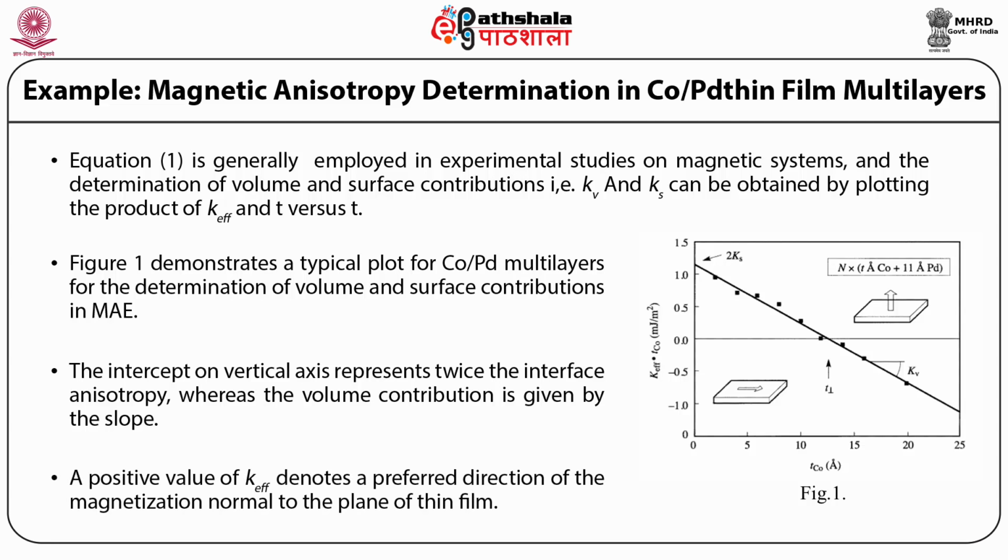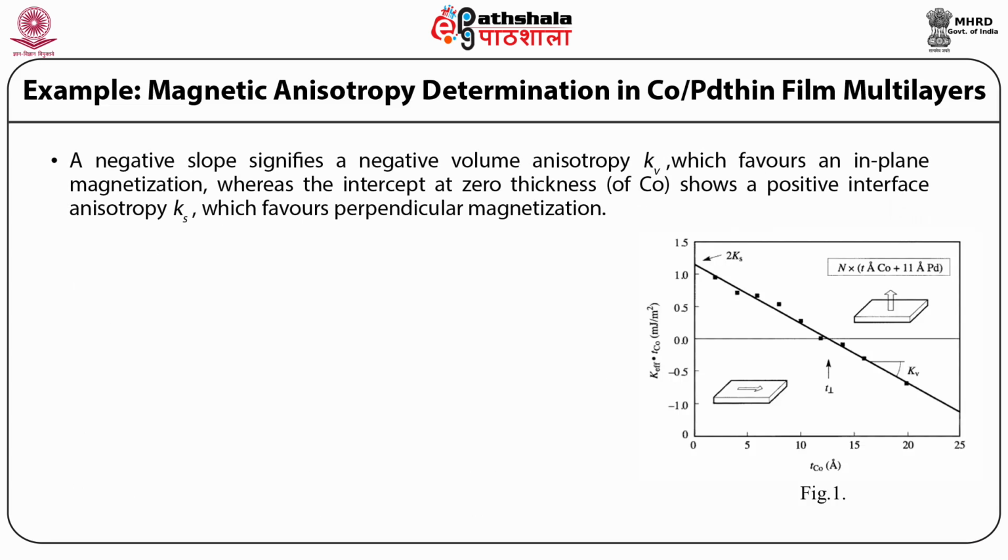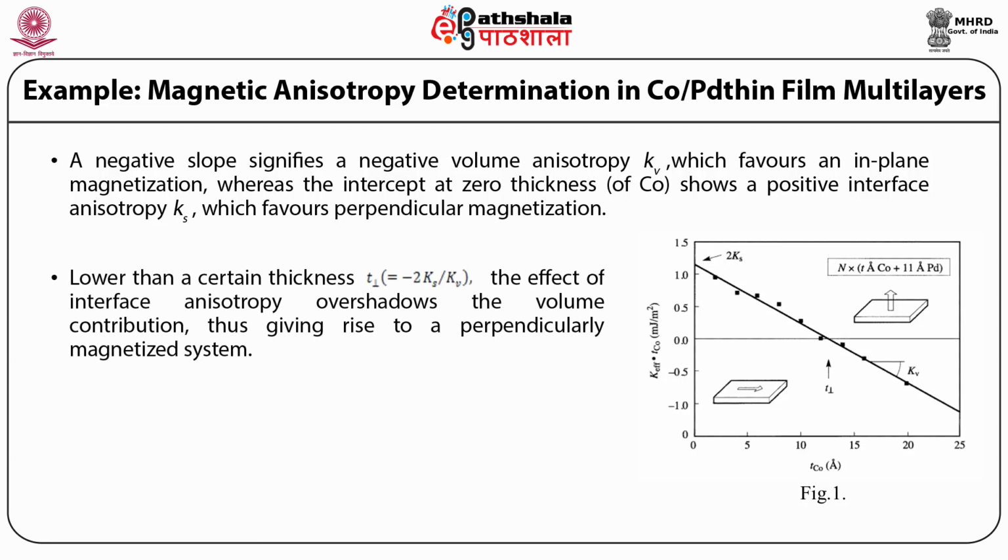A positive value of K effective denotes a preferred direction of the magnetization normal to the plane of the thin film. A negative slope signifies a negative volume anisotropy Kv, which favors an in-plane magnetization, whereas the intercept at zero thickness of cobalt shows a positive interface anisotropy Ks, which favors perpendicular magnetization. Lower than a certain thickness, t perpendicular, which equals minus 2 times Ks by Kv, the effect of interface anisotropy overshadows the volume contribution, thus giving rise to a perpendicularly magnetized system.